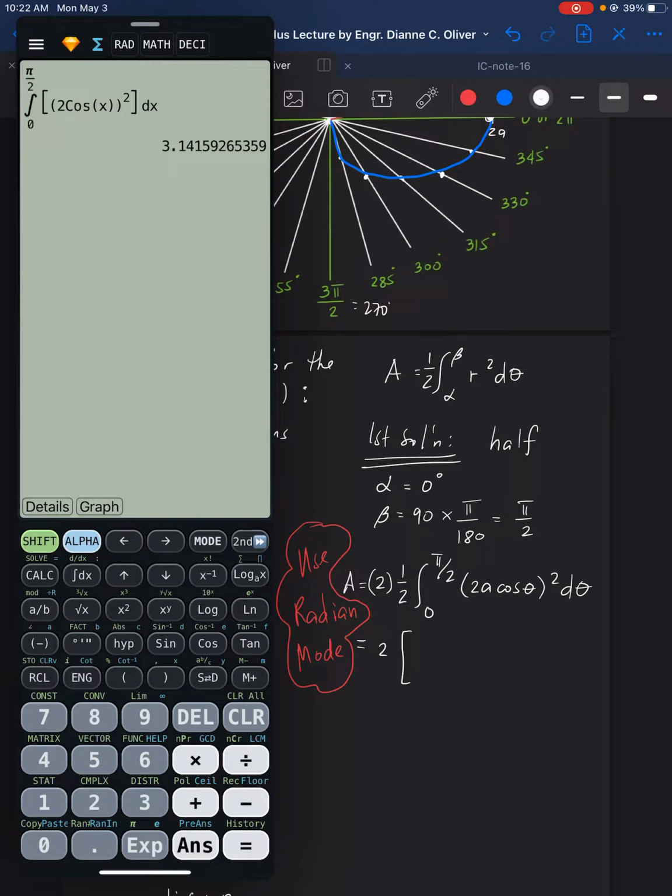The answer here is 3.14, or that is pi. So the answer here is 2 over 2 pi a squared. Therefore, it is equal to pi a squared, square units. Don't forget the a squared here, because in the equation, there's a presence of a. In the calculator, we did not put a here because it will become another unknown. So that's the answer.